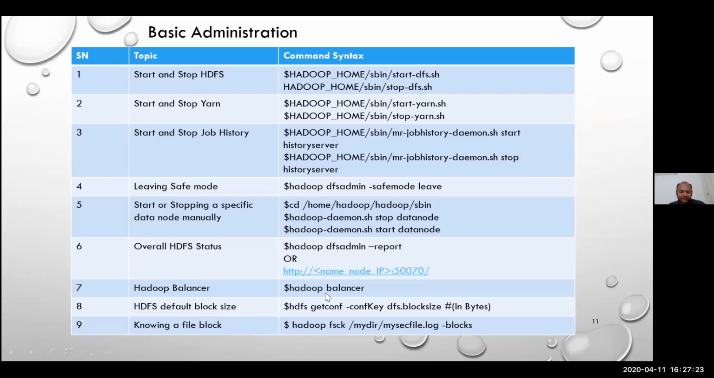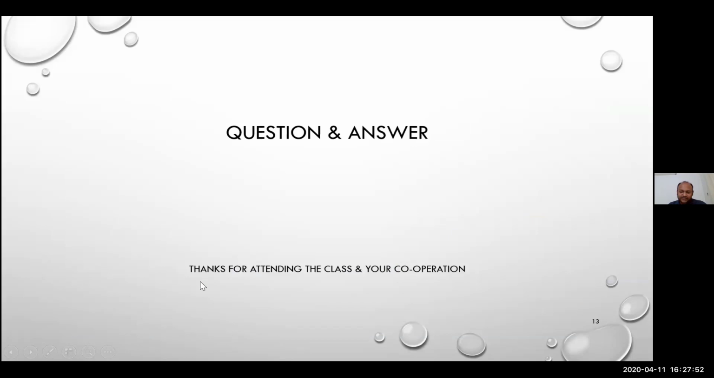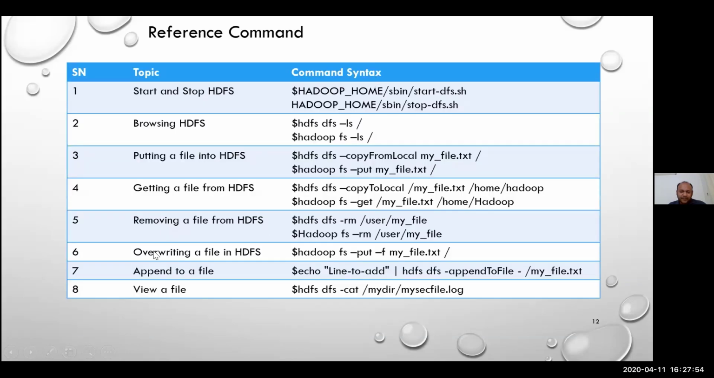You can also run some basic checks, such as knowing a specific file's block details, using this command. Our configured HDFS block size is 128 megabytes, which we can already see from browsing the files in the browser. So these are the commands which we went through in the documentation.